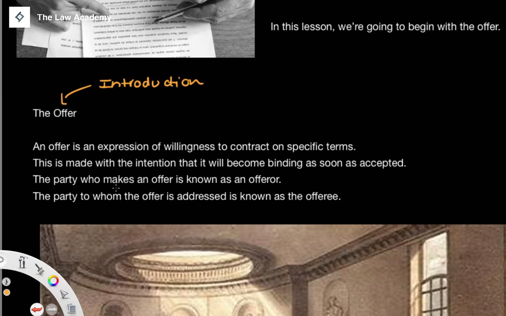Now this is important. We have a willingness to contract when it comes to specific terms. These are the terms of the contract that are being offered, and the intention being that when this offer has been accepted, we have an agreement in place. And if there is consideration and if there is intention to create legal relations, then we have ourselves a contract.